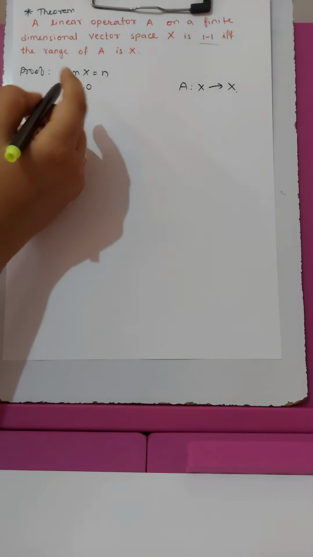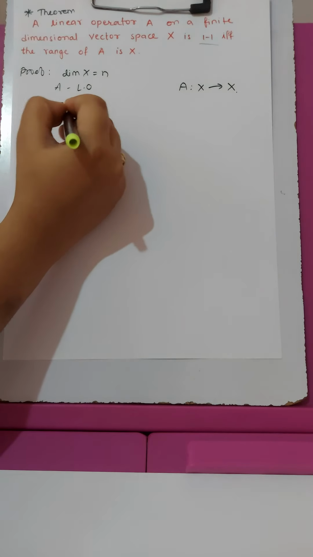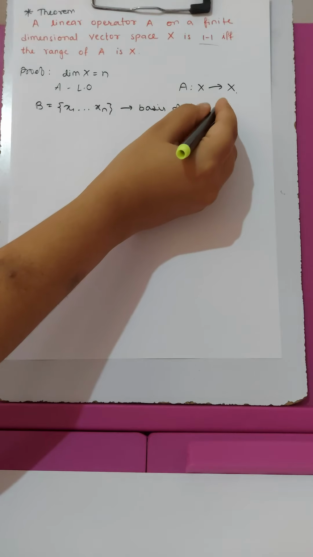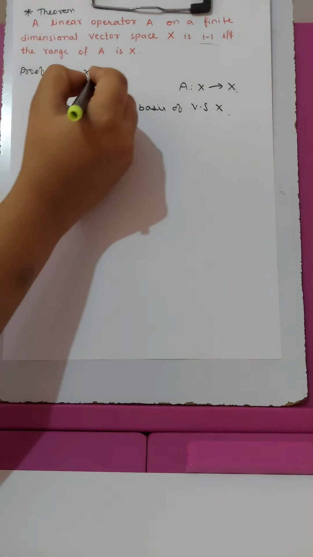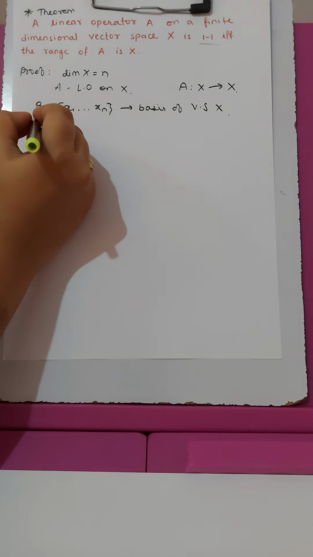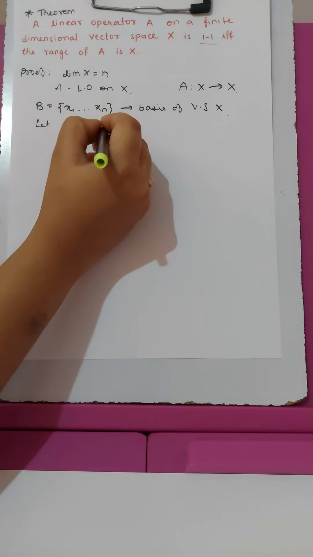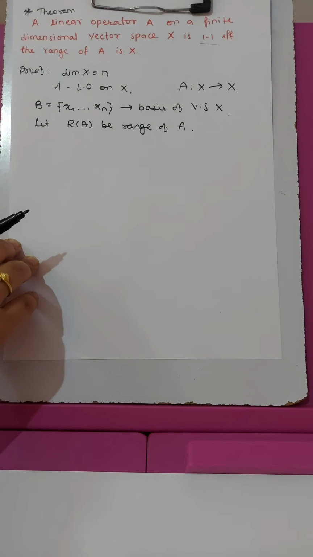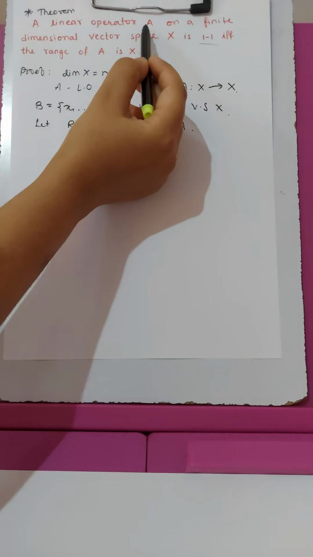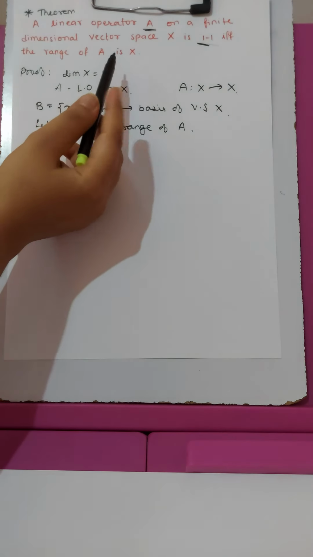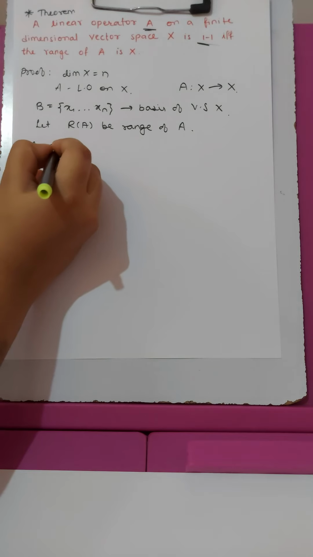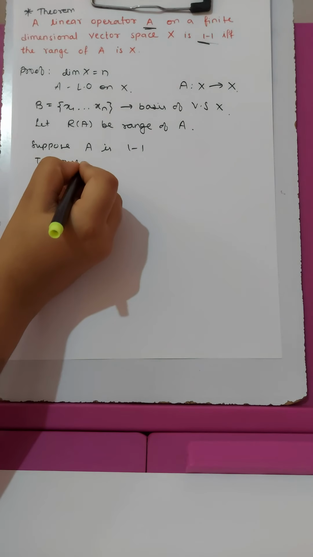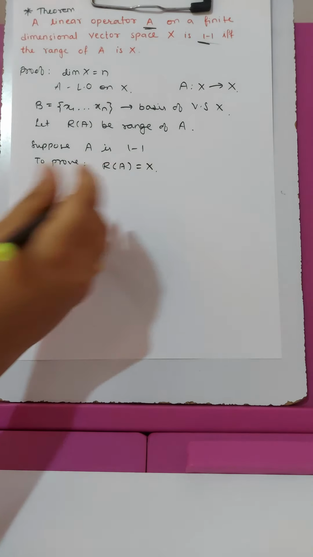As the dimension of X is n, B equals x1 up to xn will be a basis of vector space X, and A is a linear operator on X. So let R of A be the range of this linear operator A. Now first, if this linear operator A is 1-1, then the range of A is X. So suppose A is 1-1, then we have to prove that R of A equals X.